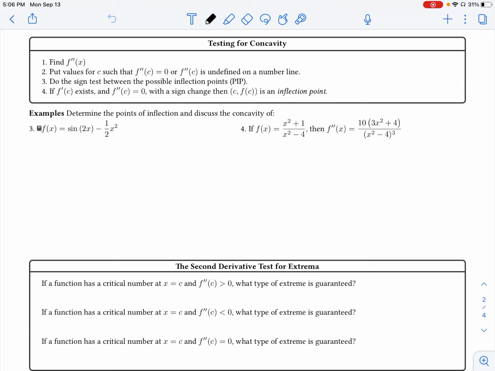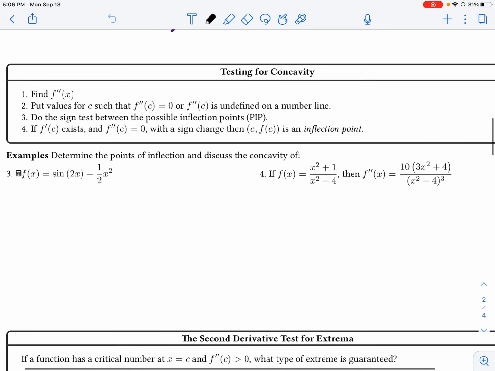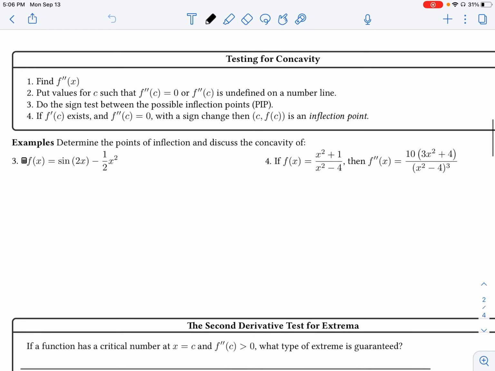for concavity. We're going to find the second derivative, and we're going to put in values for c such that the second derivative is either 0 or undefined on our number line. We'll do the sign test, where we draw the number line and check to see where that second derivative is changing signs. And we're going to make sure that if f prime of c exists and we see a sign change at the point where f double prime of c, or the second derivative, is either 0 or undefined, then we will call that an inflection point.